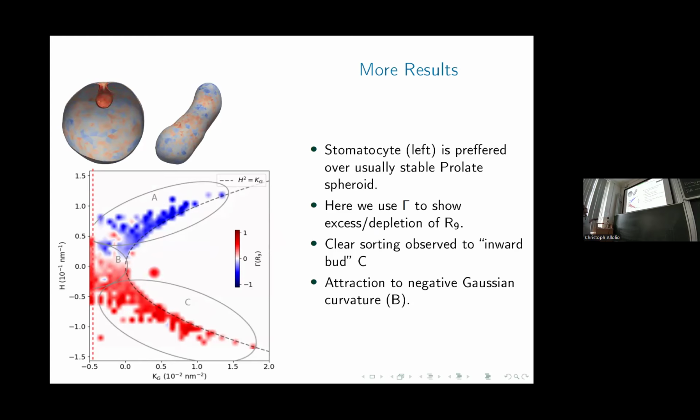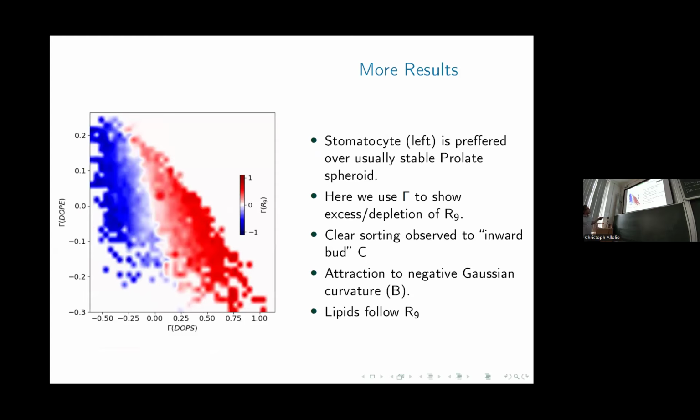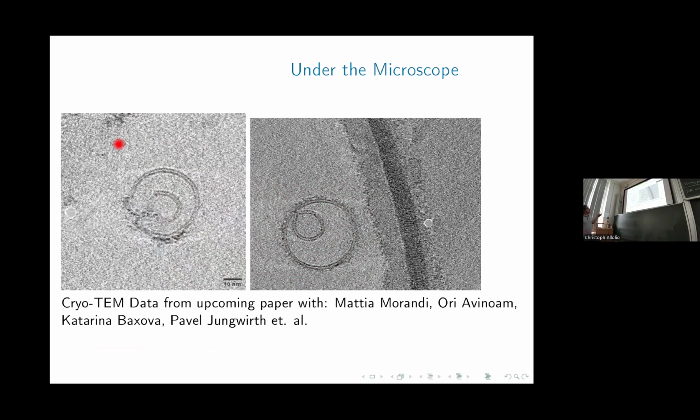invagination and to the neck. So to the C zone and the B zone, right? The C zone is pure negative mean curvature, and the B zone is negative Gaussian curvature. So this is also in agreement with what people have postulated. And we also see that the PS, the negatively charged lipid, follows the R9 because we implemented this interaction potential.